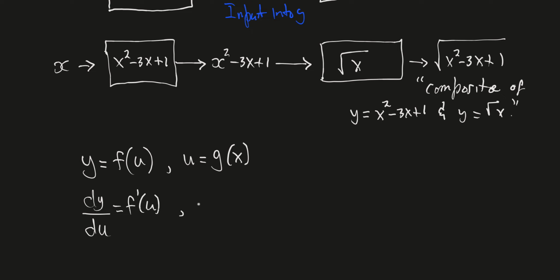And then we have du with respect to x, since that's the variable that directly affects u. And then I'll write this as g prime of x, right? So what we would like to figure out now is what would the derivative of y with respect to x be? How could I get dy dx out of these two equations? Because that's my goal, right?